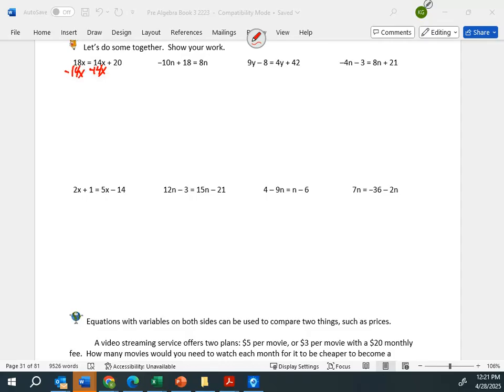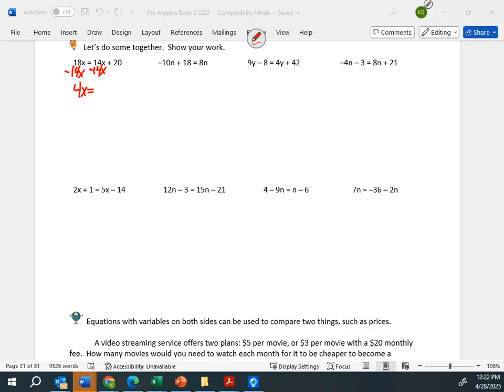What is 18x minus 14x, Christina? Say it louder. Not 4. What is 18x minus 14x? Robbie? 4x. 4x. Stop dropping the variable. We've got to keep the variable with it. There's a lot of us that keep doing that. We have to keep our variable. So we've got 4x now on the left side.